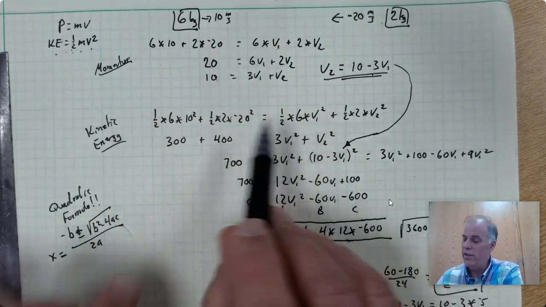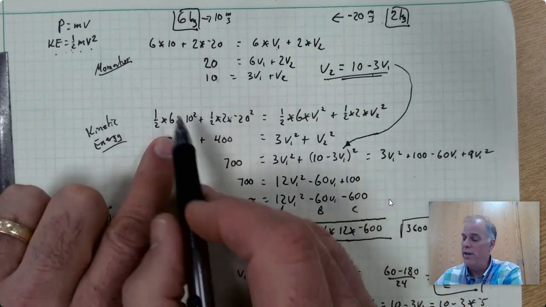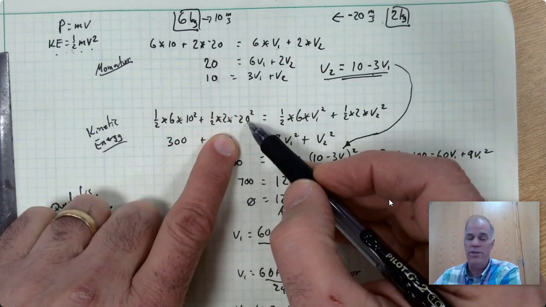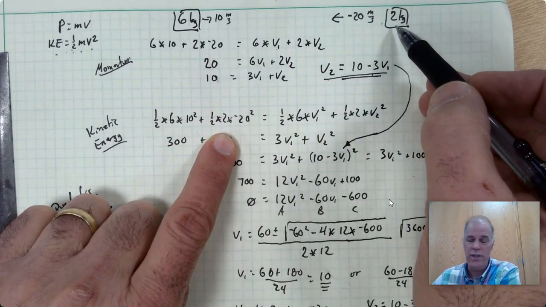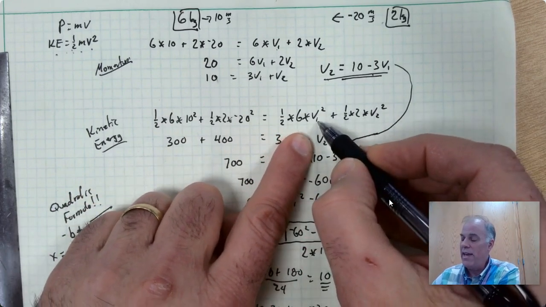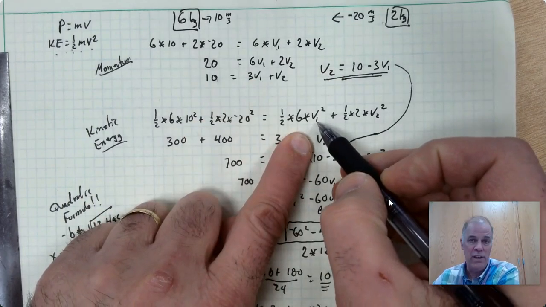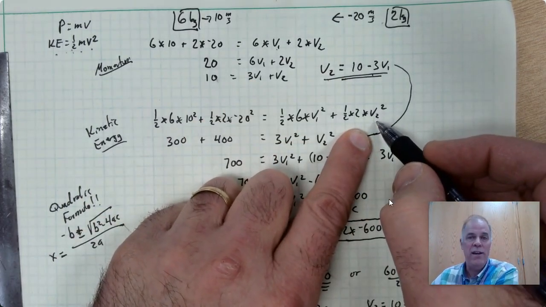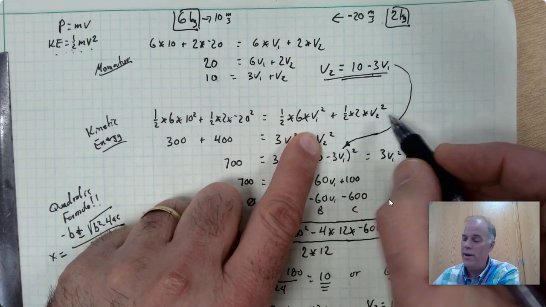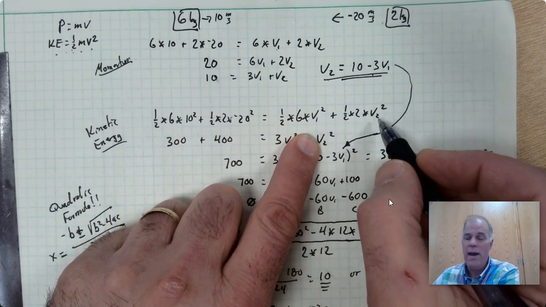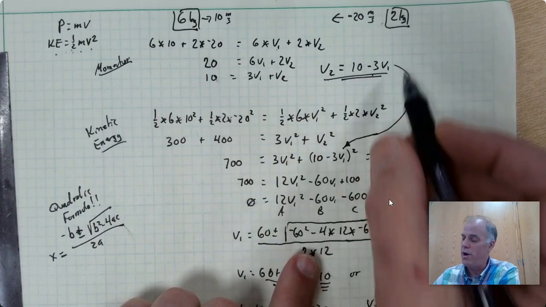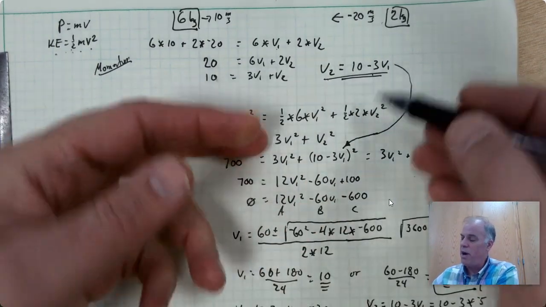The other part of this is we do the same thing for kinetic energy. So this is the kinetic energy of the 6 kilogram block before the collision. This is the kinetic energy of the 2 kilogram block before the collision. And that also has to be conserved. So we set that equal to the kinetic energy of the 6 kilogram block after the collision and the kinetic energy of the 2 kilogram block after the collision. But again, we don't know the speed of either one. We just have to call them V1 and V2. However, once we have this term, then we can substitute in our V2 term. That's what I've done right here, and then start boiling it down.